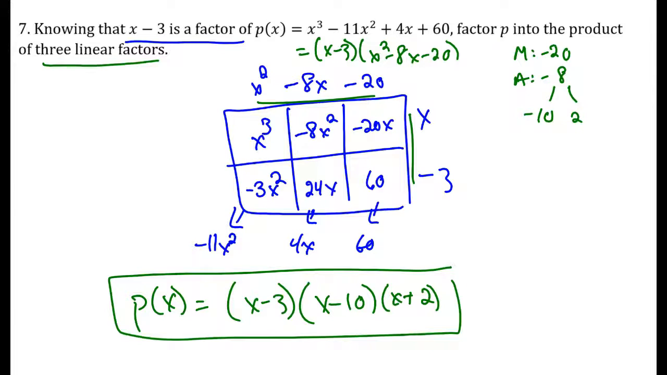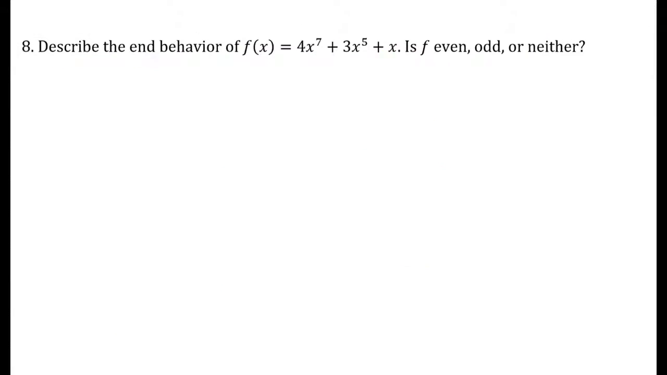So those are the 3 linear factors of p of x. Describe the end behavior of f of x. Well, end behavior says what happens as I plug in really positive numbers. As x goes to infinity, what happens, and what happens as x goes to negative infinity. There's 2 things that determine end behavior: the leading coefficient and the degree of the polynomial.